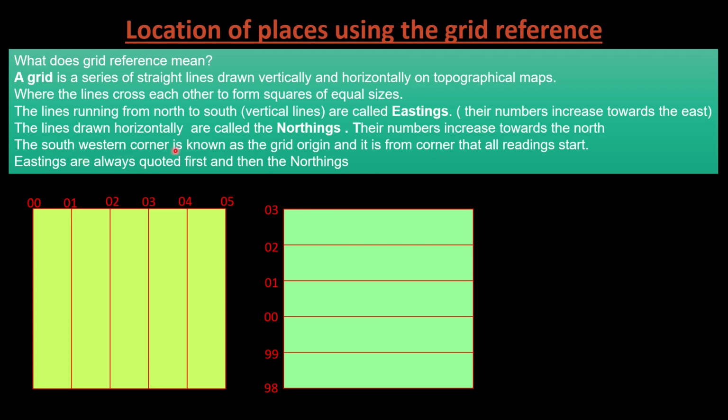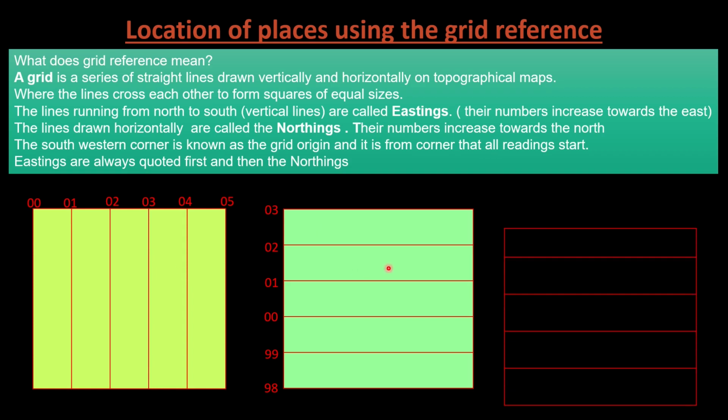The southwestern corner is known as the grid origin, and it is from this corner that all gridding starts. Eastings are always quoted first and then the northings. Here the northings and the eastings together are forming the grid squares.